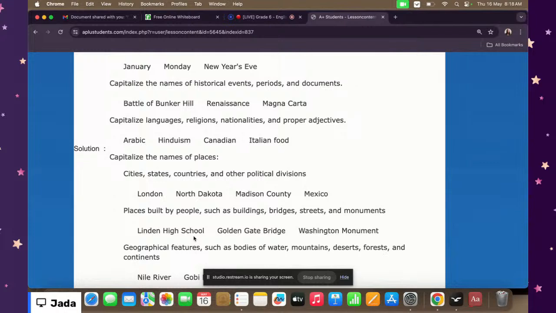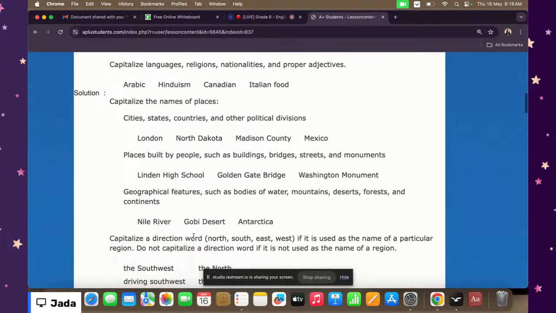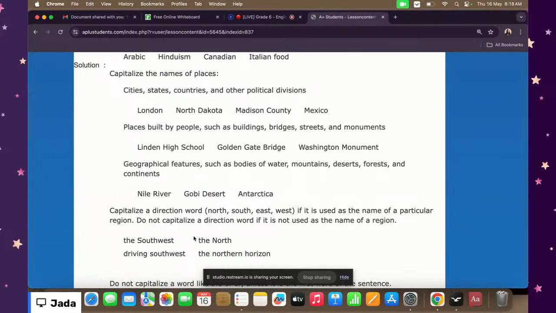All right. So you capitalize cities, states, and other political divisions. And places built by people, such as buildings, bridges, streets, and monuments. So we have Linden Highway, High School, Golden Gate Bridge, Washington Monument. Just make sure that you capitalize all these things.